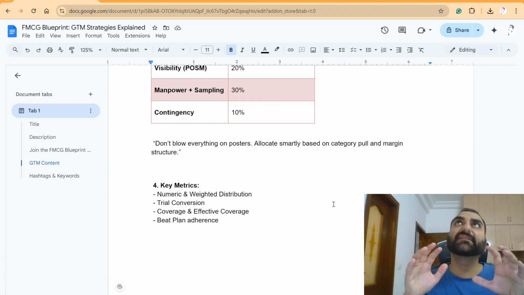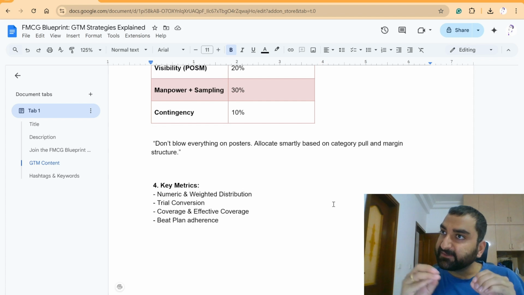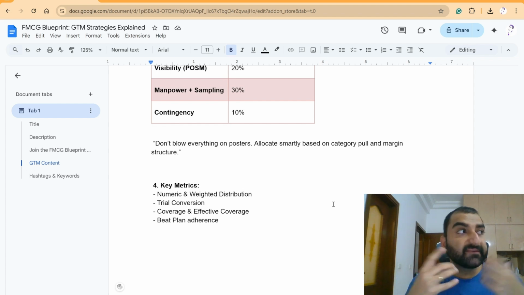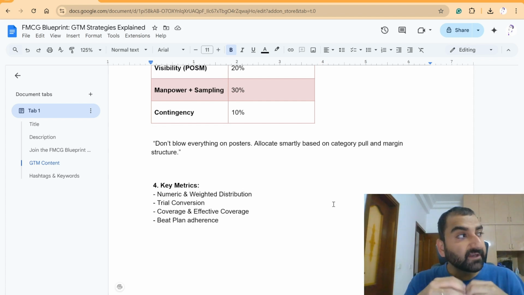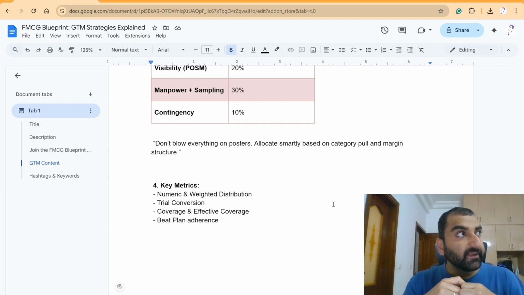So once everything is done, you have executed everything into the market, made the spends, decided the GTM strategy. What are the things that you should track on a daily basis, or what are the things that you could track on a weekly, monthly basis, so that you ensure that whatever you're doing is working fine for you. Right? So you can go for numeric and weighted distribution.